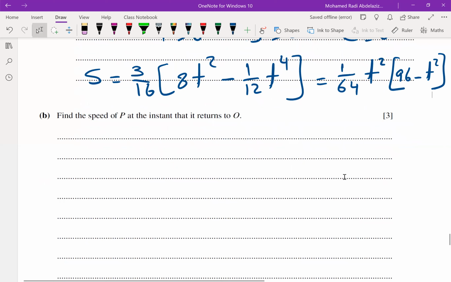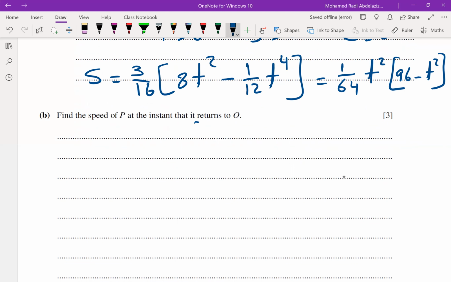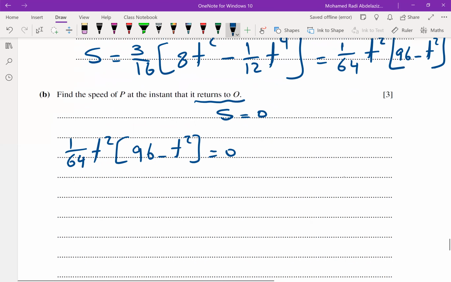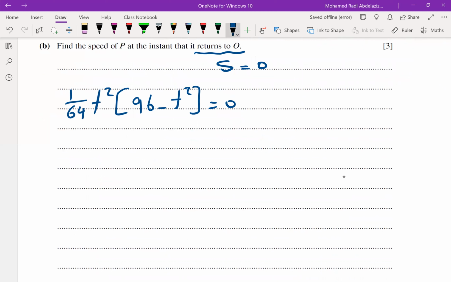Part B, find the speed of P at the instant when it returns to O. Return to O means s is equal to 0. By using the expression of displacement in part A, equating with 0 and solving your equation: 1/64 t squared multiplied by (96 minus t squared) is equal to 0. If we have two factors, their product is equal to 0, so the first factor is equal to 0, or the second factor is equal to 0.